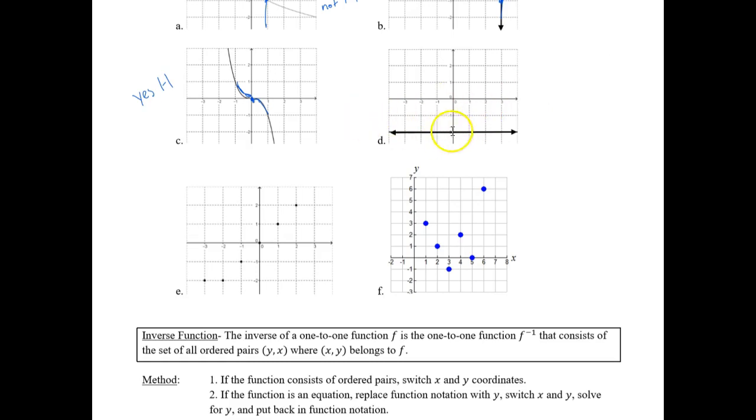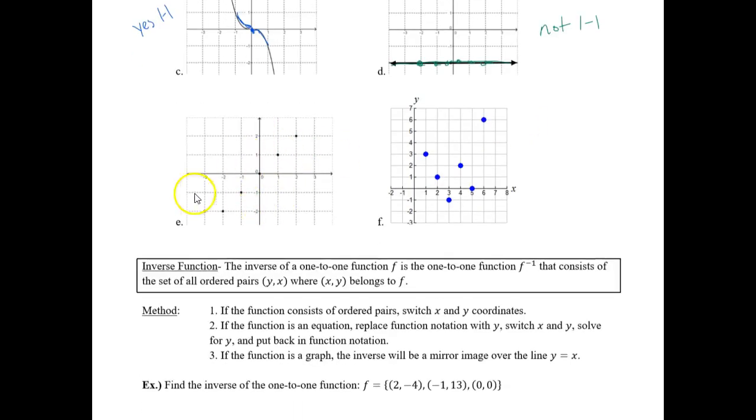Alright, this next one. We check the vertical line test. If I slice through this anywhere on the line, it's only going to touch it one time with the vertical line. So it's a function. But when I do the horizontal line test, it is a horizontal line. It's touching a horizontal line in infinitely many points. It's not one-to-one. It is a function, but it's not one-to-one.